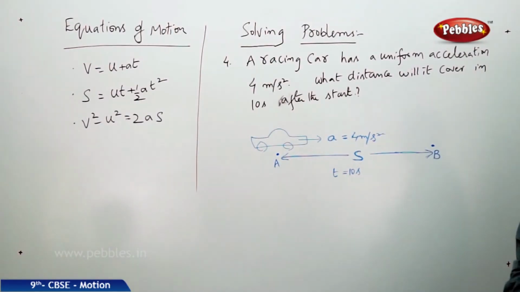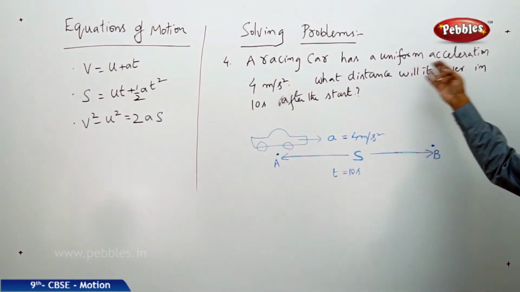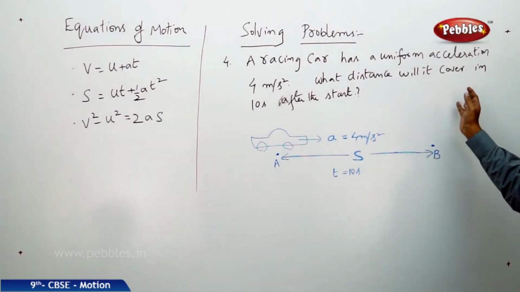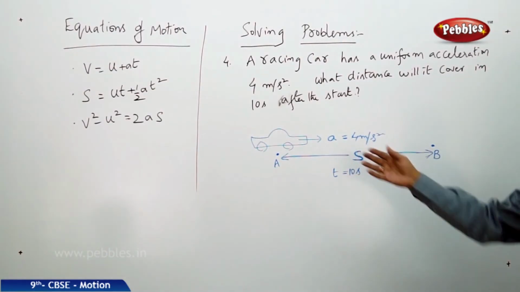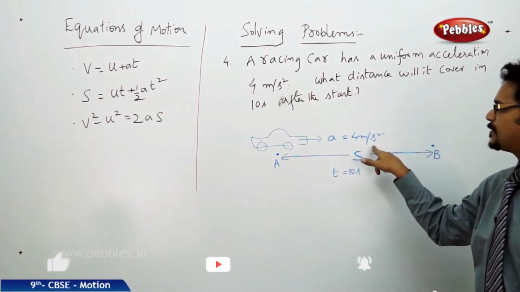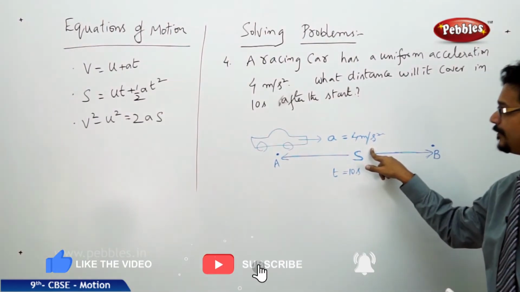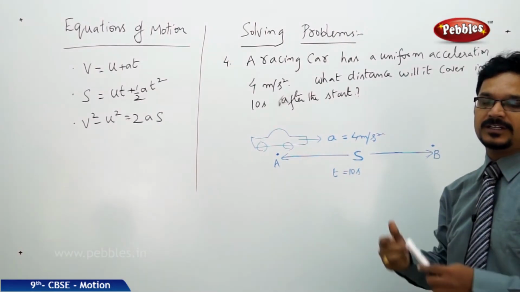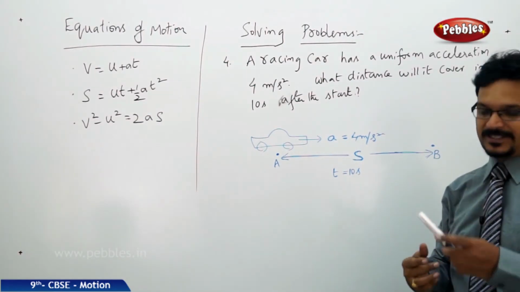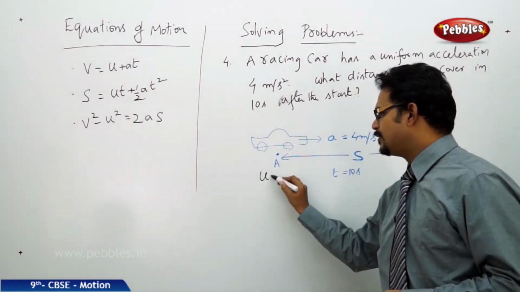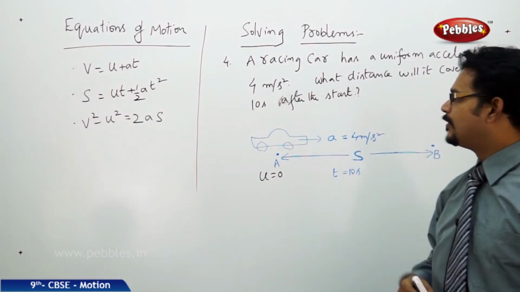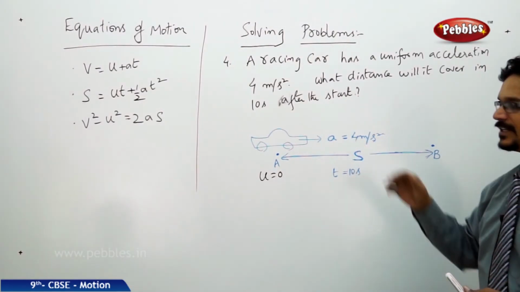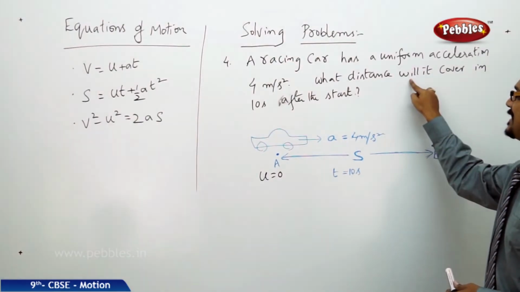The fourth numerical. A racing car has uniform acceleration of 4 meters per second square. What distance will it cover in 10 seconds after the start? See the diagram here? Its acceleration is 4 meters per second square. And after the start, how does it start? It doesn't start with some velocity, it starts from rest. So when it starts from rest, we take u equal to 0. After 10 seconds, it has covered some distance with this acceleration. You need to find the distance.